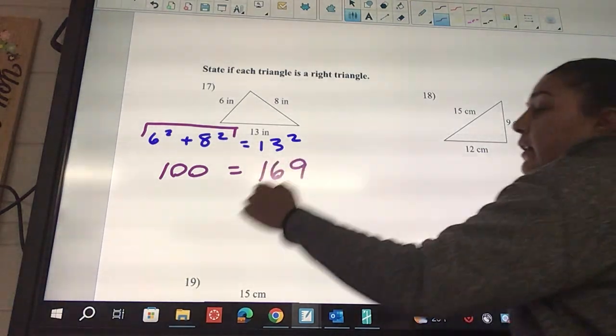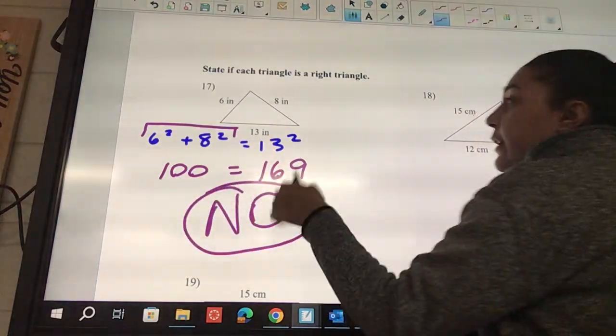So, is this a right triangle? No. Okay, do not leave it like this. Your answer is actually no. Okay, that's the answer, not that other part.